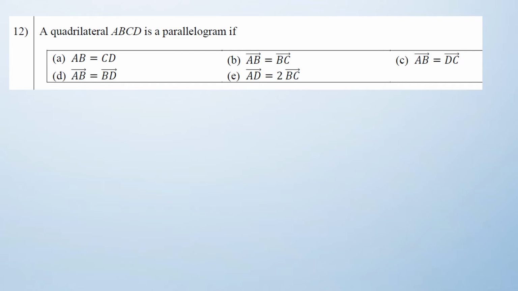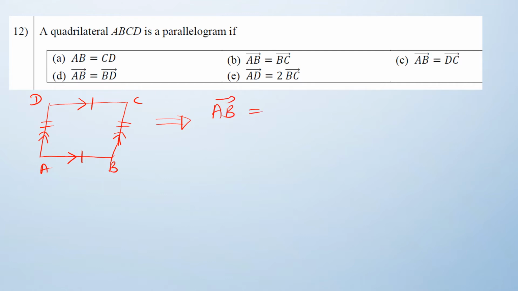Question number 12. A quadrilateral ABCD is a parallelogram if. So let's focus on a parallelogram with the vertices ABCD. Suppose we have something like this with the vertices ABCD. To be a parallelogram, opposite sides should be parallel and equal. So AB is parallel and equal to DC. Similarly, BC is parallel and equal to AD. We can represent these two relations by using vectors.